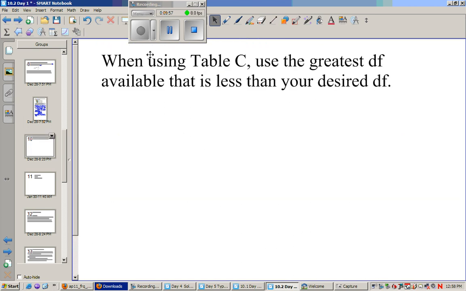Now when using that table, we want to use the greatest degree of freedom available that's less than our desired one, just like we did there.